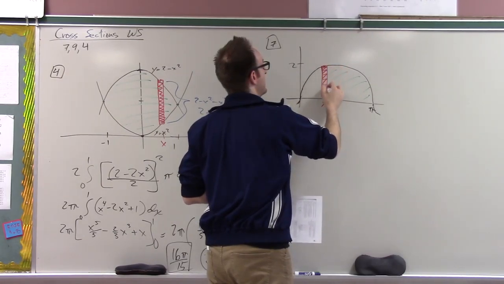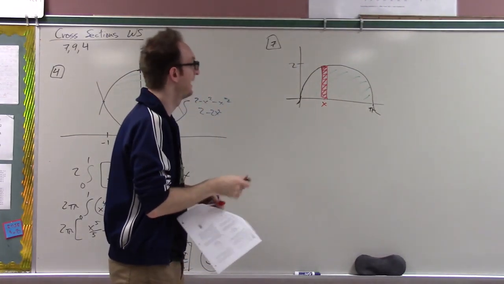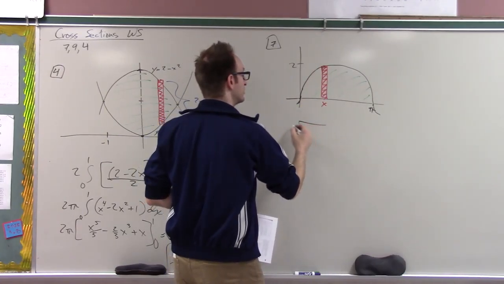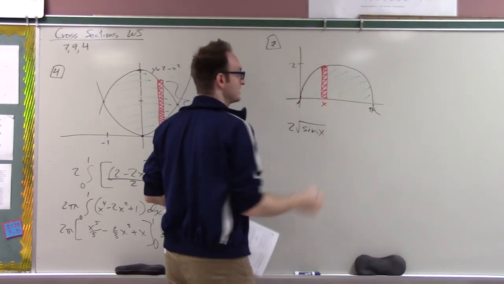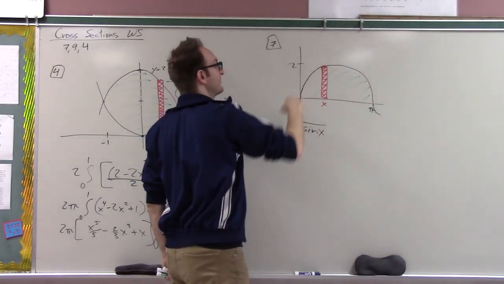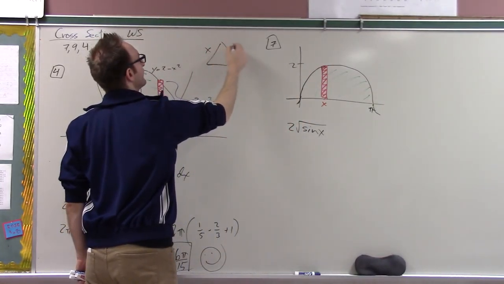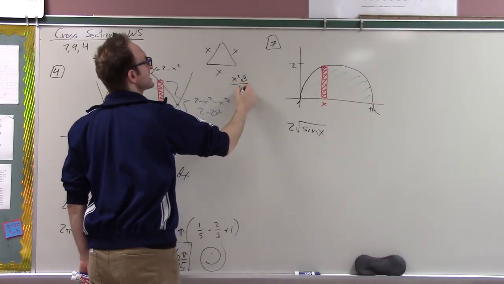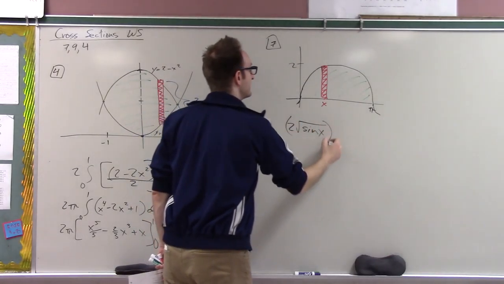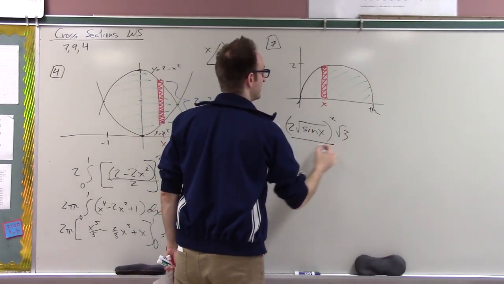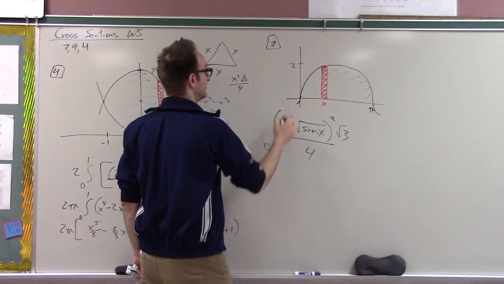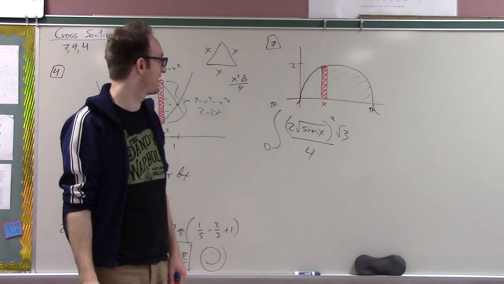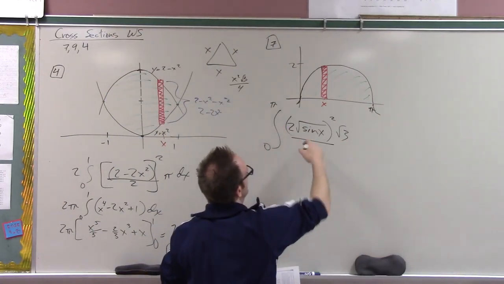And then I take this length, which is just 2 root sine x. If I want to make an equilateral triangle out of that, I know the formula for the area of an equilateral triangle with side length x: x squared root 3 over 4. We did that last class. So this is going to be that squared, root 3 over 4, and I'm just going to take the integral from 0 to pi. Cool?